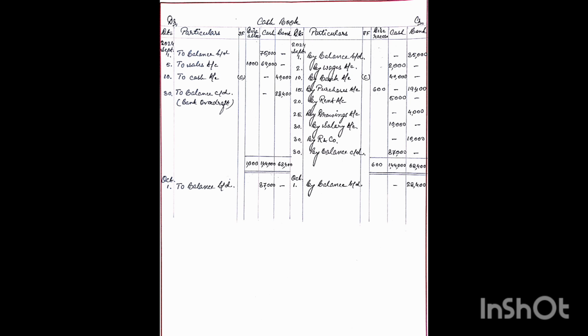Now we have to transpose the amount to the opposite side. That means to balance c/d will be going to the credit side, by balance b/d it will be, and by balance c/d that is there for the cash will be going to the opposite side, that is the debit side, by the term to balance b/d. The date will be the first day of the next month. This way you have to handle the cash book sums.